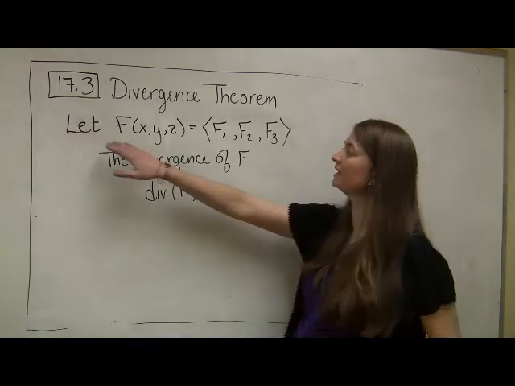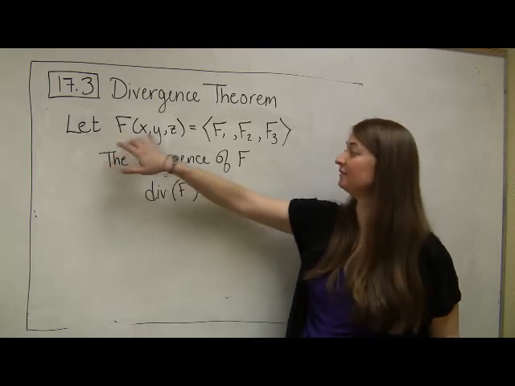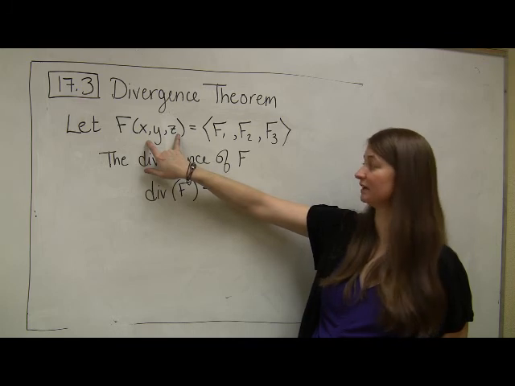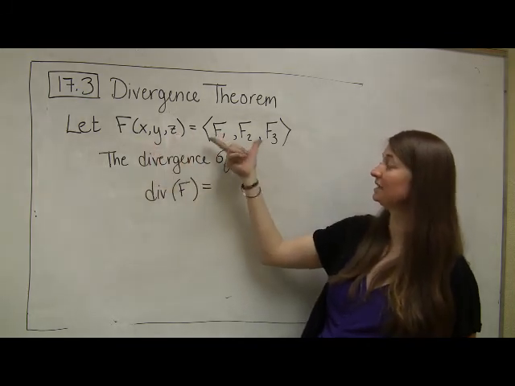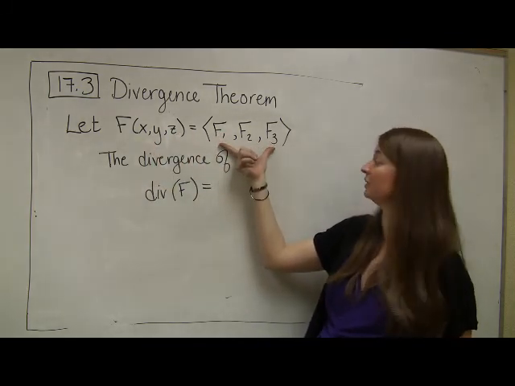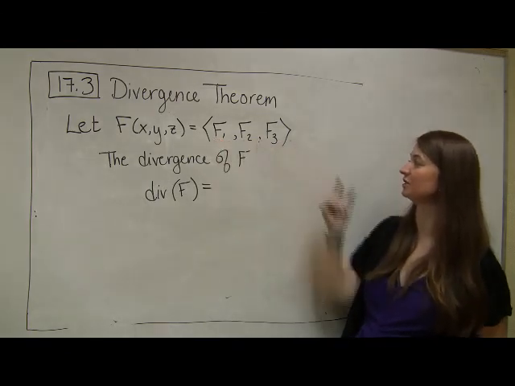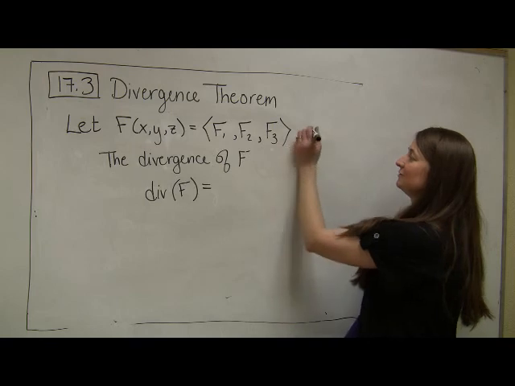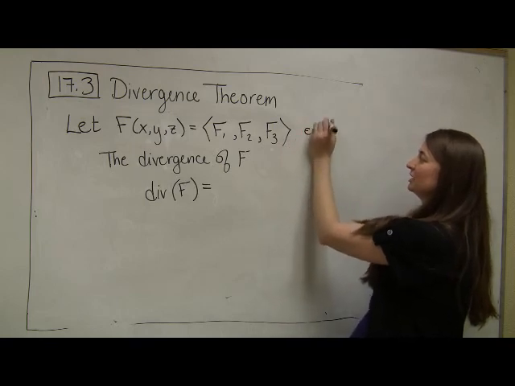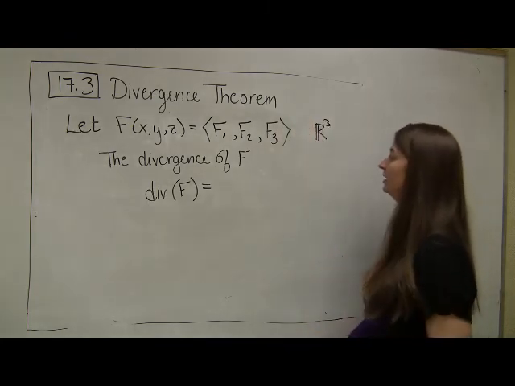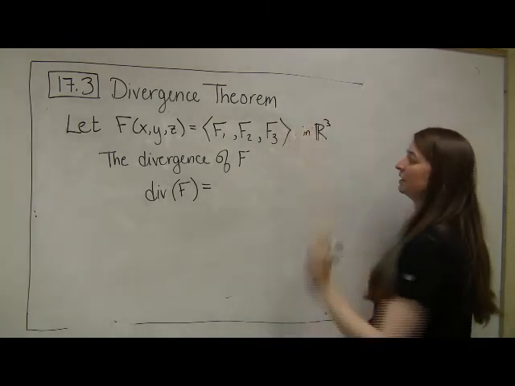So let's say that we have a function f of x, y, z. In this case, it's a three-component vector function, but it need not be in R3. It could be in R2 as well. We define it as the first component function, the second component function, and the third component function. This is just to emphasize the fact that the outputs are in R3.